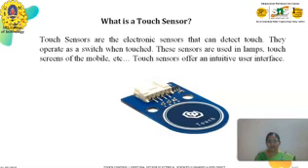And what does touch sensor mean? Touch sensors are electronic sensors used to detect touch. It operates like a switch when touched. These sensors are used in lamps and touchscreens of mobile phones, and touch sensors offer an intuitive user interface. In this picture, this part is giving the touch, so through this we can measure the touch point of the particular device.